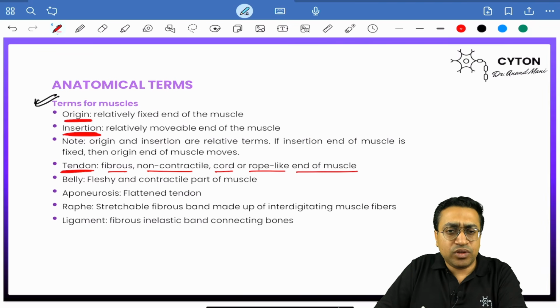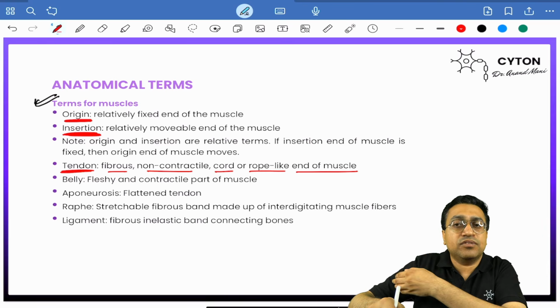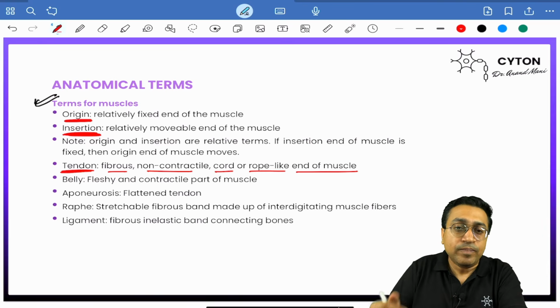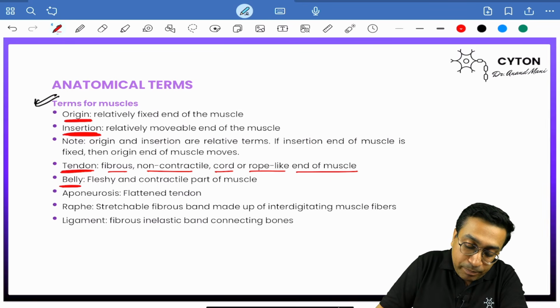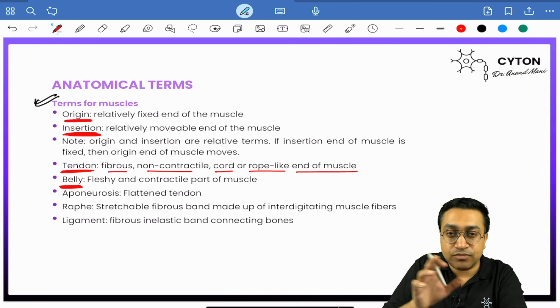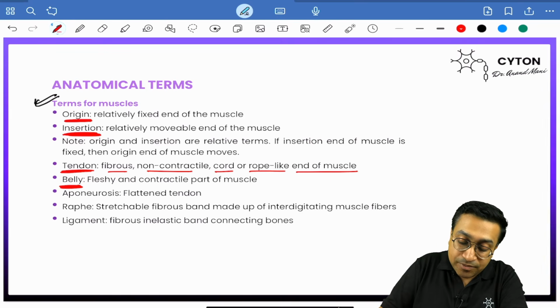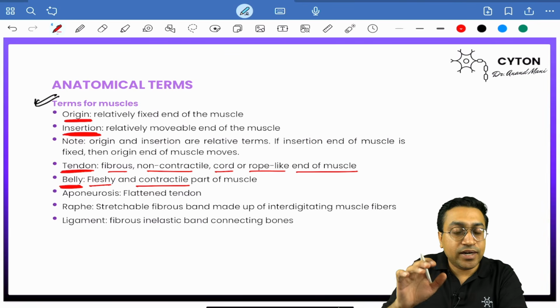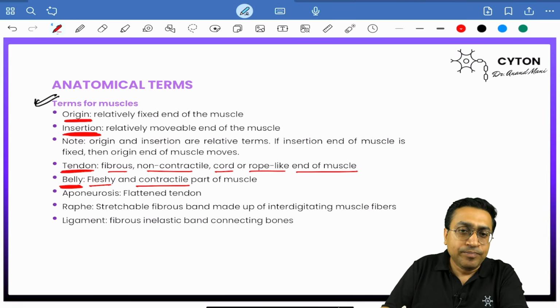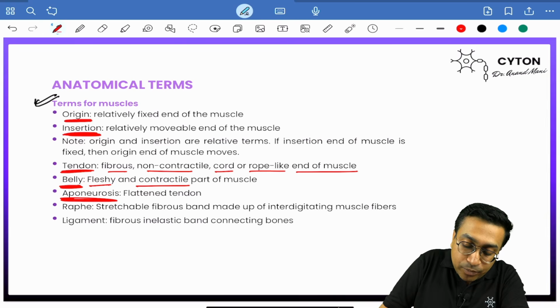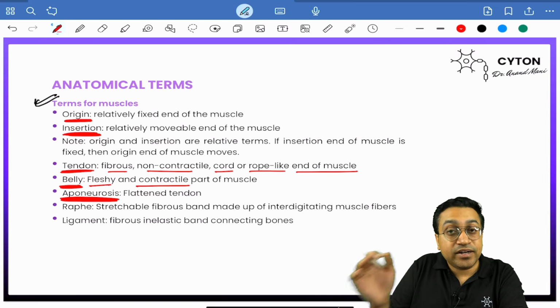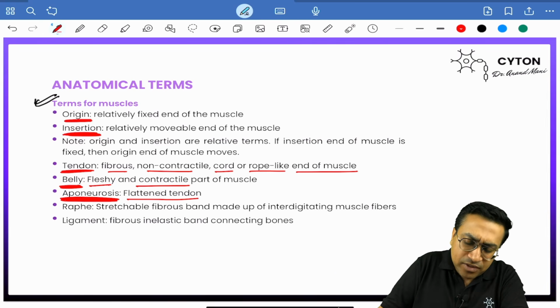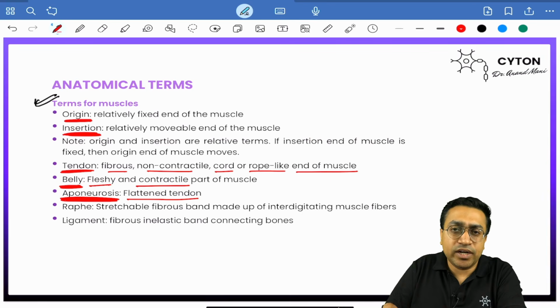You will see the tendon in a lot of places. I just showed you the biceps brachii. There's a tendon above, which you saw. Then there is the fleshy belly part, the brownish muscle which you saw. That is the fleshy, contractile part, which gets the contraction done. The non-contractile tendon does not contract. Then there is a term known as aponeurosis. It is a flattened tendon. Again, we will talk about aponeuroses in detail in various places.